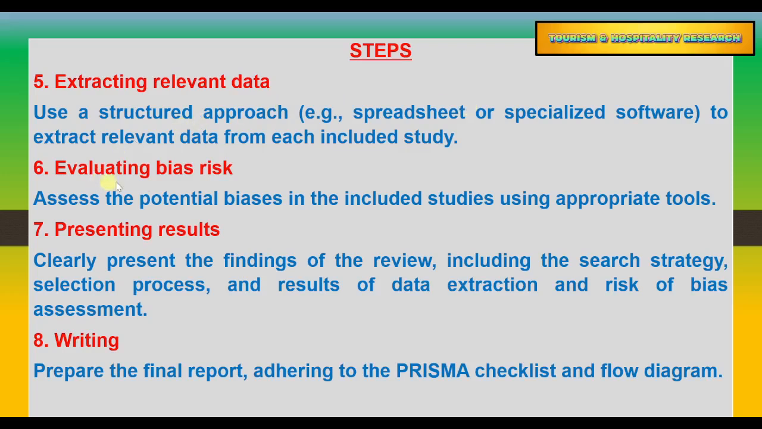Later, the sixth step is evaluating the bias risk. So this is the assessment of the potential biases in the included studies using appropriate tools. So you need to see whether the study which you are preferring, or whose information you want to utilize for your own study, whether the results were biased or the studies were biased in some form, maybe the methodology was not adopted as such in its true form.